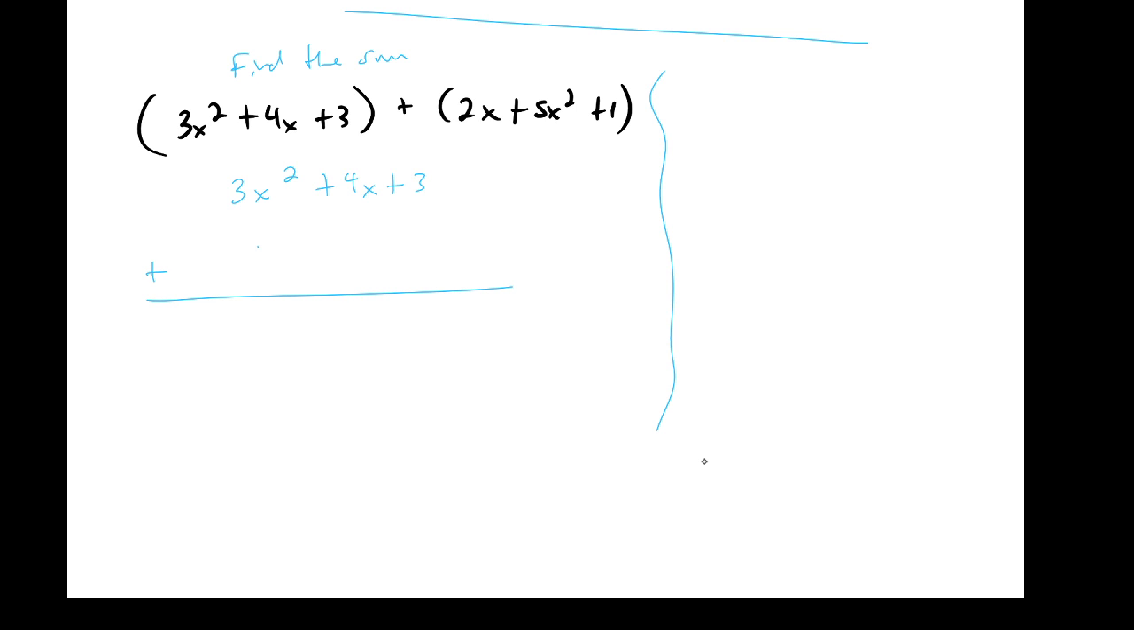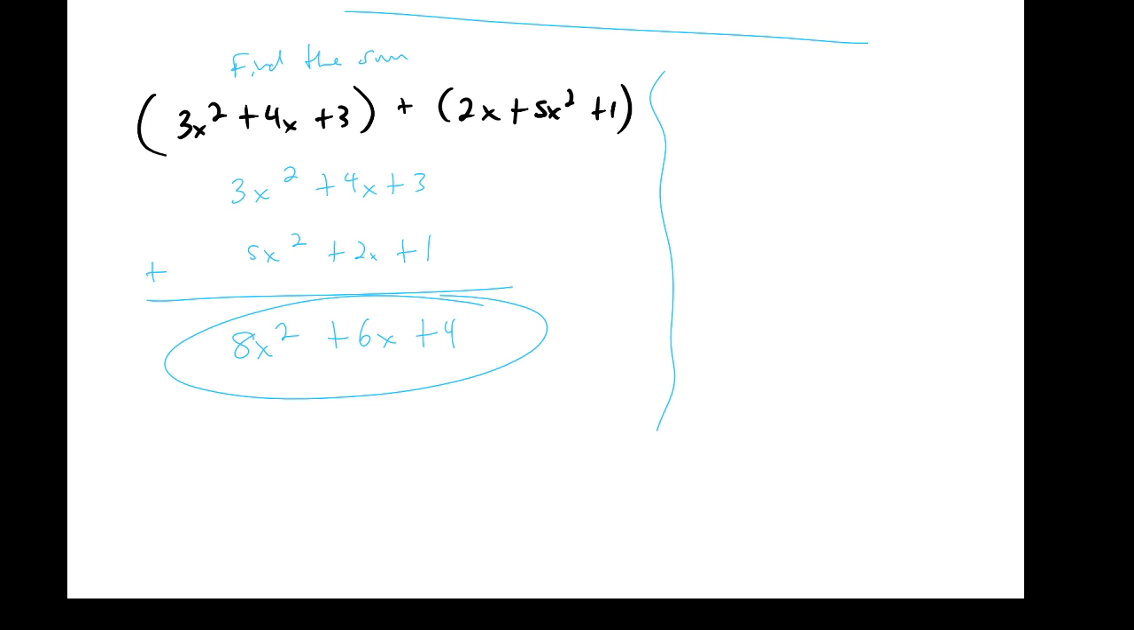Where I'm going to have plus 5x squared plus 2x plus 1. And then now I have these guys stacked. It's actually just like adding when I have a 3-digit number, right? So I'm going to say 3x squared plus 5x squared is 8x squared, right? 4x plus 2x is 6x, and 3 plus 1, of course, is 4. And there we go. There's your answer.